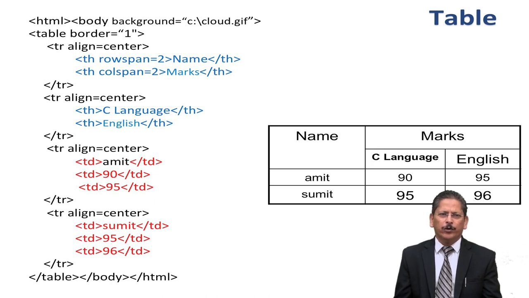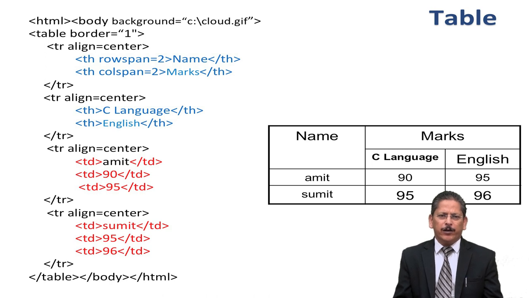Now we come to the third row, row align center. We have three values: Amit, 90 and 95. Amit will be stored in the first cell, 90 in the second cell, and 95 in the third cell. Its align is center. In the same way, in the fourth row we have three values, again align center. Suppose we mention align equals left, then it will show left-aligned values, but we are writing align center. So in the center we can find the values Sumit, 95 and 96.